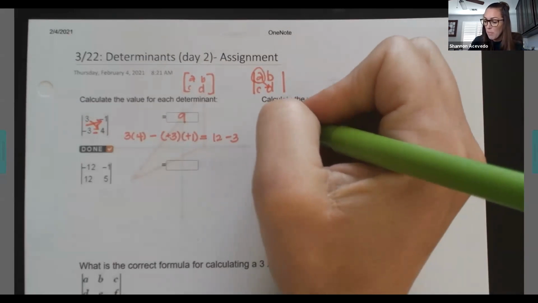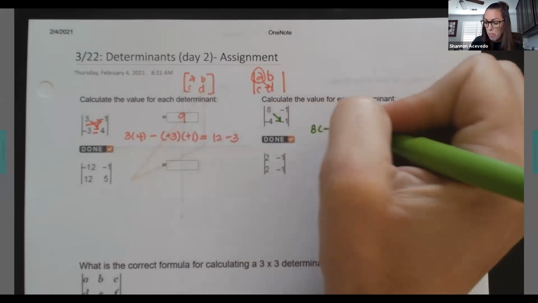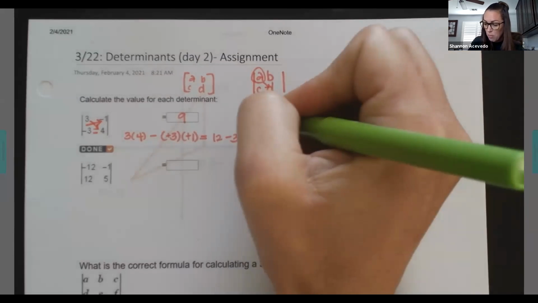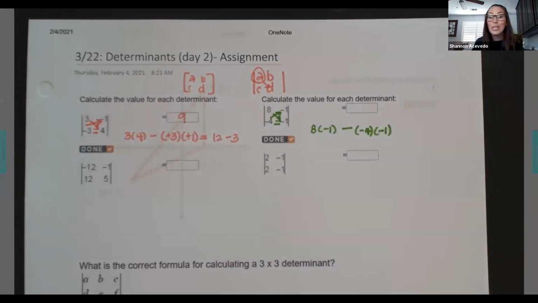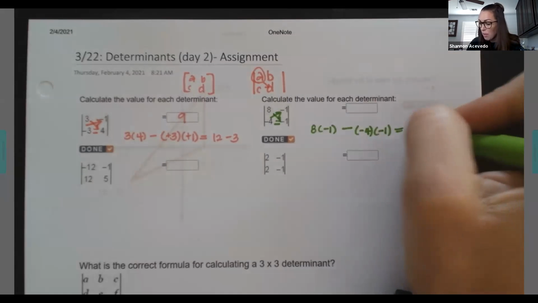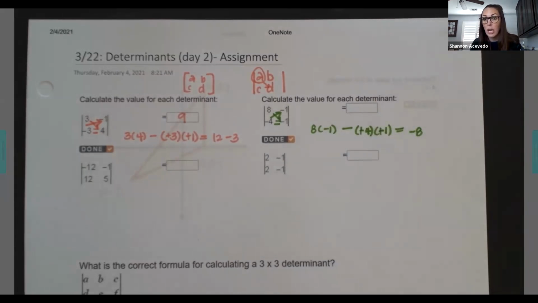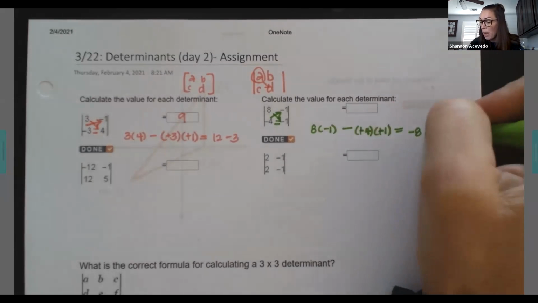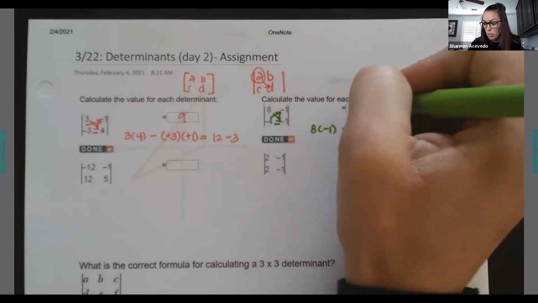So I'm going to go ahead and multiply across. So this is going to be 8 times a -1 minus, and I multiply across, -4 times -1. So these aren't hard, but you have to know what that pattern is. So when I evaluate this, it's going to give me -8, a negative and a negative makes it a positive. Watch all of your signs. So this is -4, is going to give me a -12, and there's my solution.